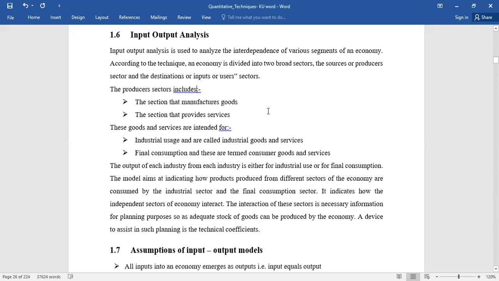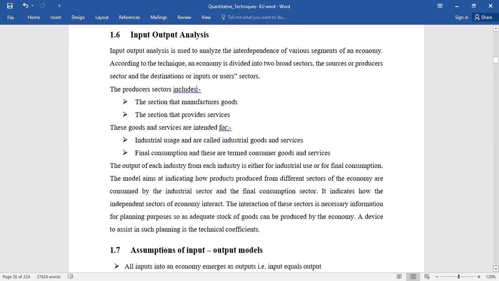Yeah, so I was saying that we have two types. We have the open model and we have the closed model. We have the producers and we have the destination. The output from each industry is either taken to final consumption or becomes an input of the subsequent sector of the economy. So this shows the interdependency that we are talking about.